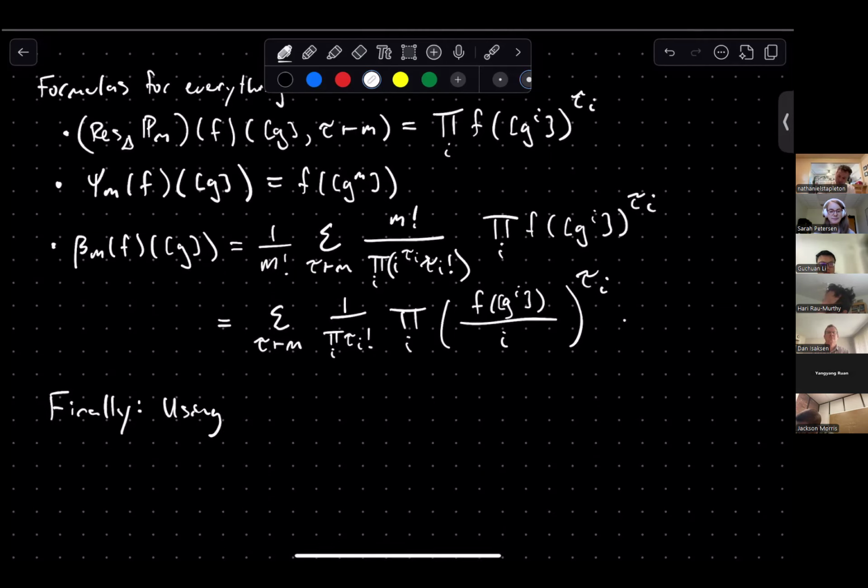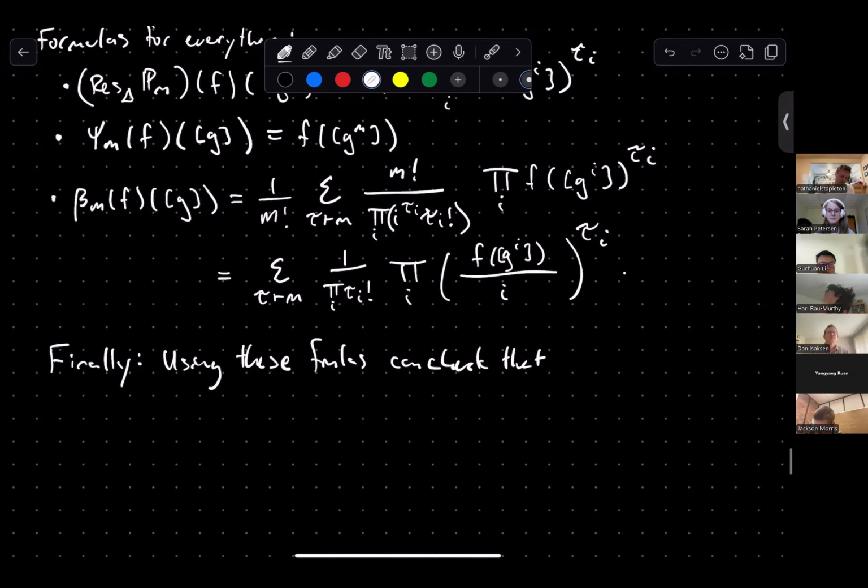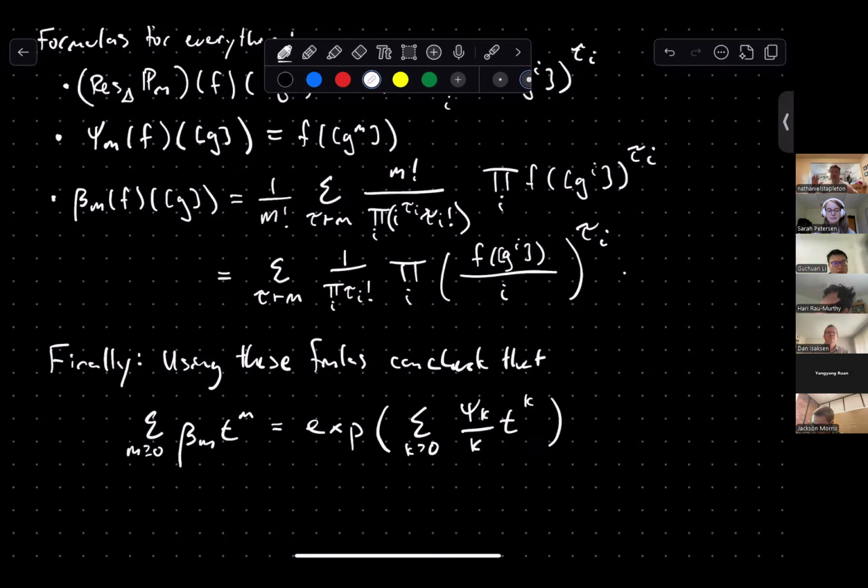And using these formulas, you can check that the sum over m greater than or equal to 0 of beta m t to the m is exp of the sum over k greater than 0 of psi k divided by k times t to the k. This is a check you can just do on the level of these formulas right here, and you'll win a relation like this for any G representation.